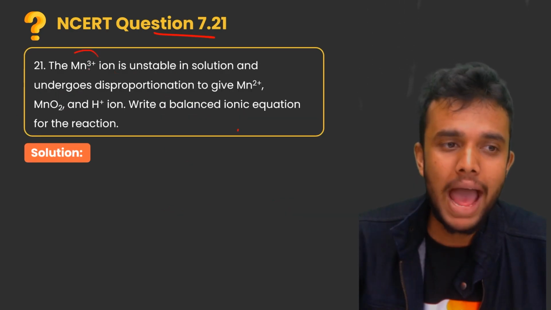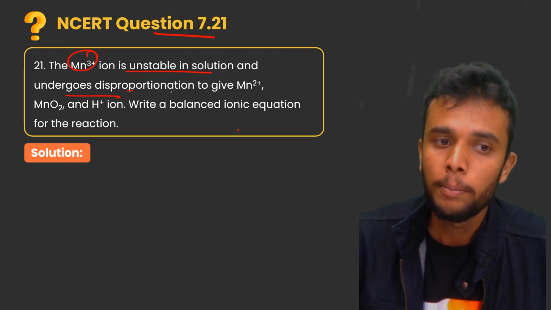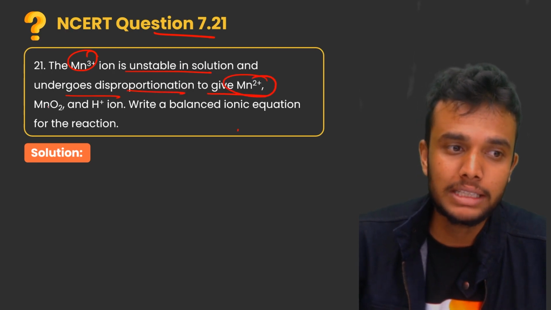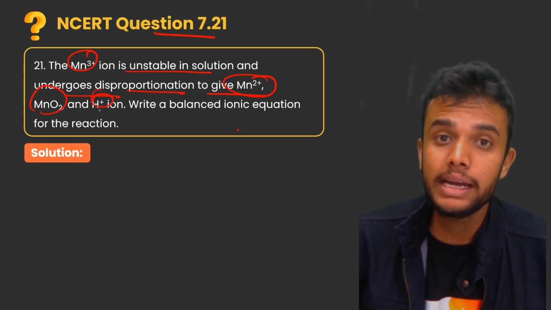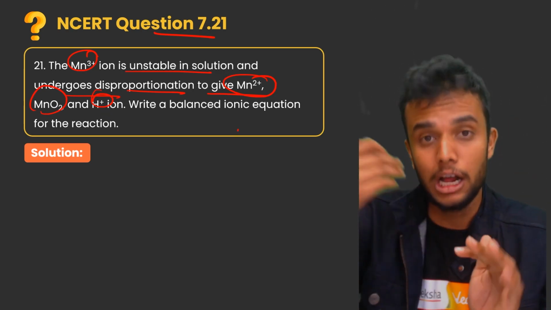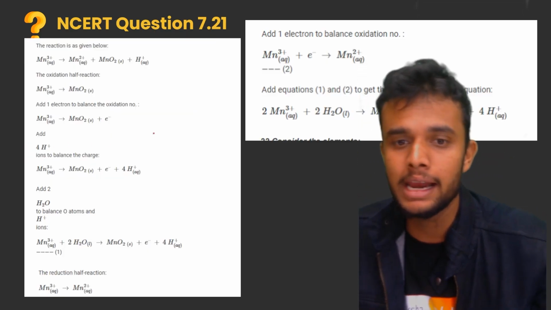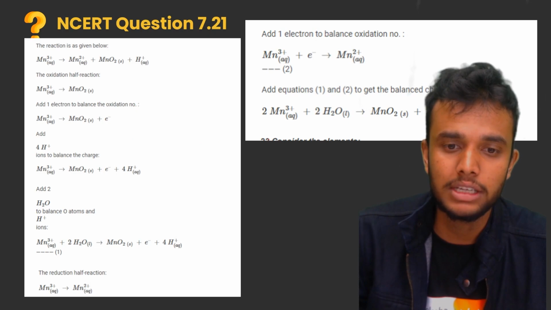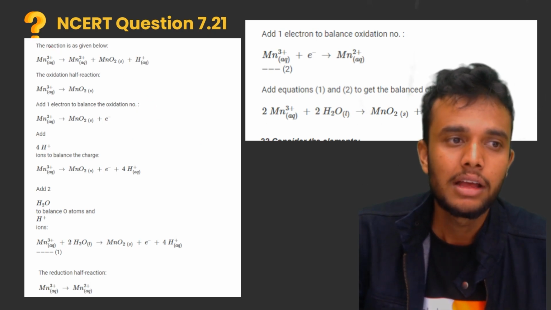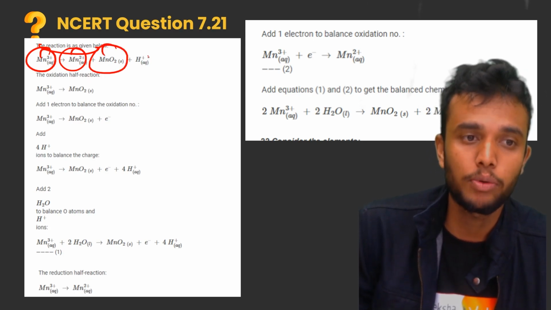Very simple. The manganese 3 plus ion is unstable in solution and undergoes disproportionation to give Mn2 plus, MnO2 and H plus. It's nothing but it gives different products; it undergoes oxidation and also reduction. Write a balanced ionic equation for the reaction. How to write a balanced ionic equation? We need to write like this. First, the reaction given below: Mn3 plus is converted into Mn2 plus, MnO2 and H plus.